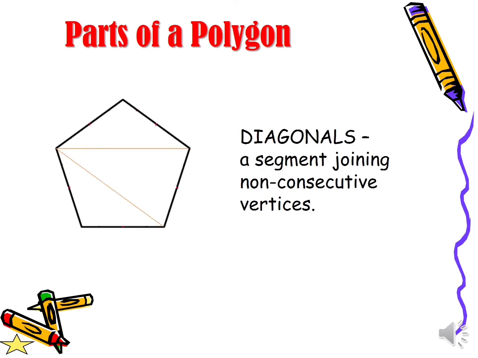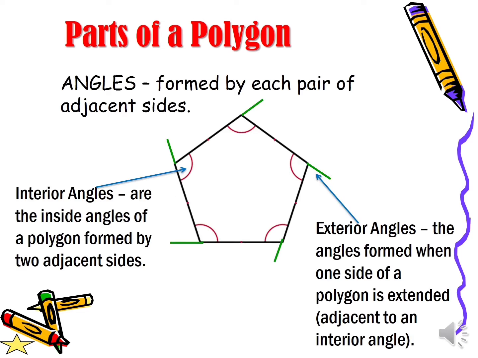The next part are the diagonals. A diagonal is a segment joining non-consecutive vertices. And the last part of a polygon is the angle. An angle is formed by each pair of adjacent sides. Adjacent meaning magkasunod na side. May dalawa tayong klase ng angle.